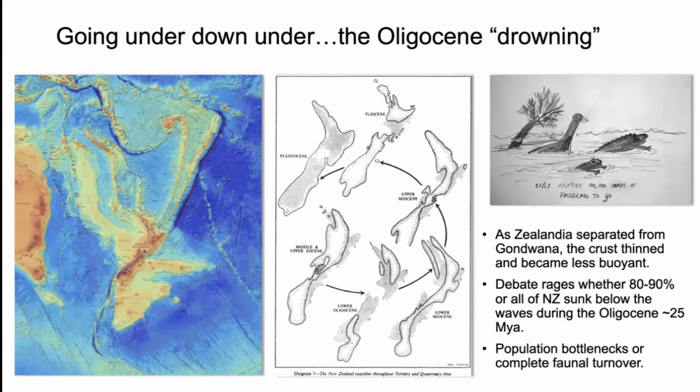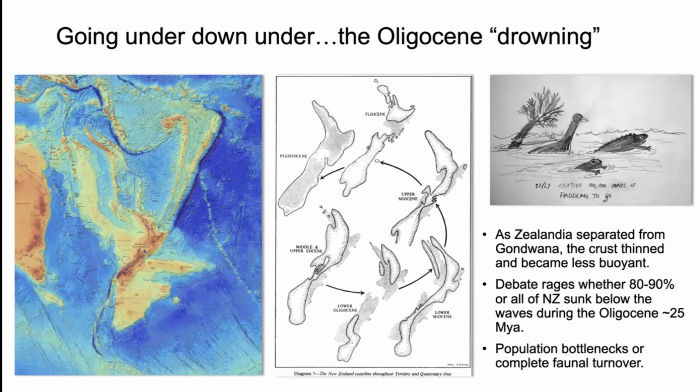I remember this cartoon coming out about the time Hamish Campbell published his book In Search of Ancient New Zealand, suggesting that all of New Zealand drowned, and tuatara had basically swum to New Zealand. So the cartoon says, like, only another 100,000 years of paddling to go. So the debate has raged about whether 80 to 90% of New Zealand went under the waves or not.